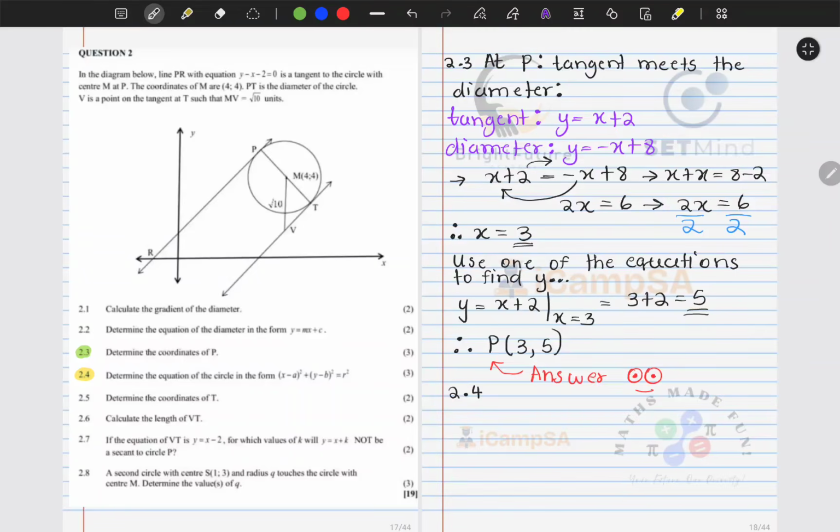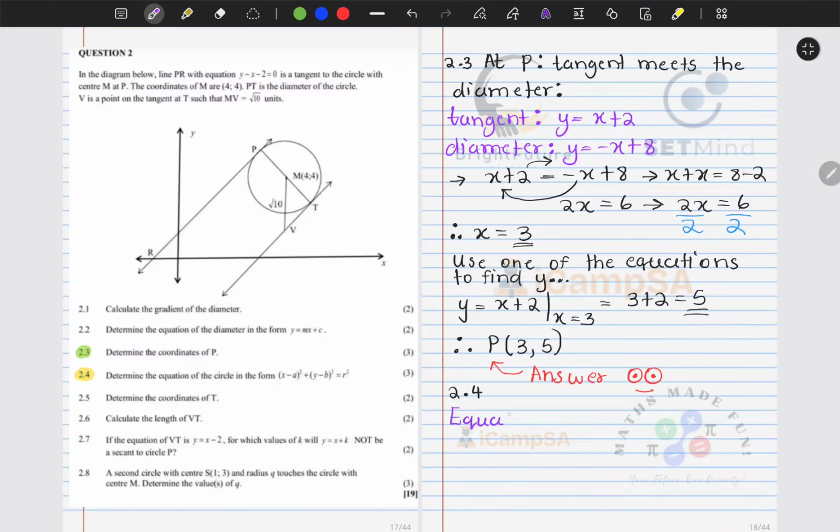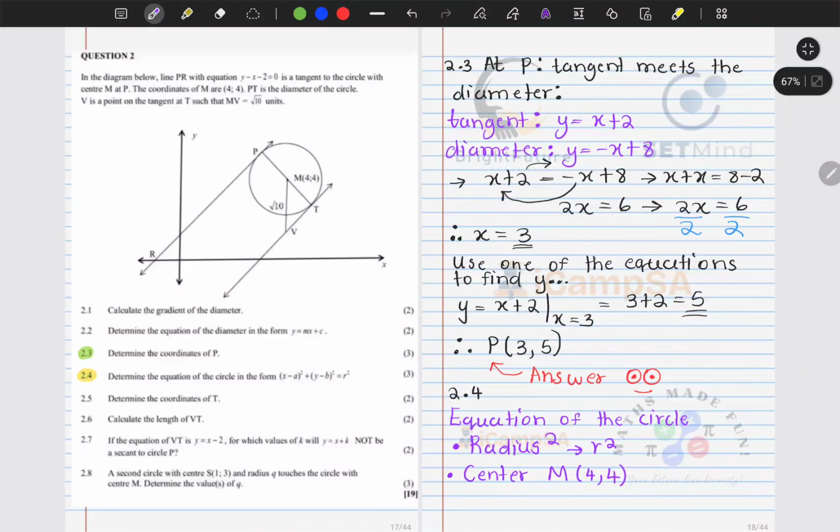So with 2.4, they are saying determine the equation of the circle in that form. Okay. So remember, whenever we are looking for the equation of the circle, we need two things. The first thing we need is our radius squared, essentially r squared. And the second thing we need is our center. In this case, it is at point M, (4, 4). So we just need to find the radius, and that would be it.